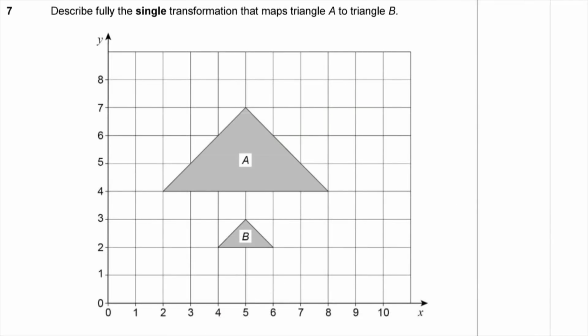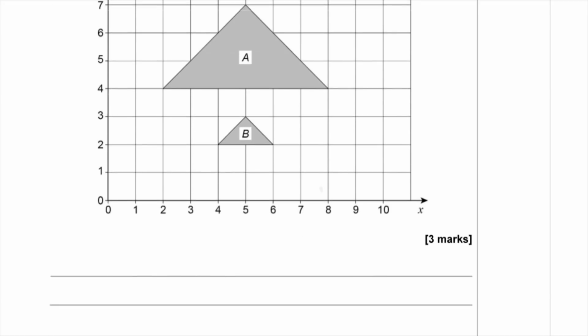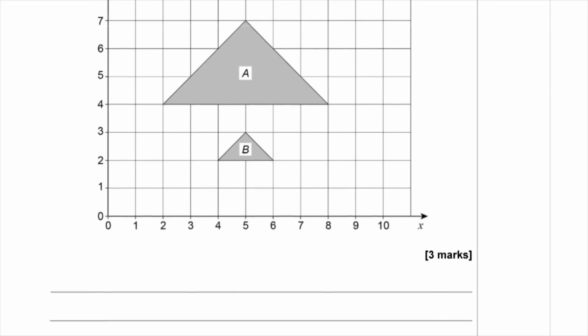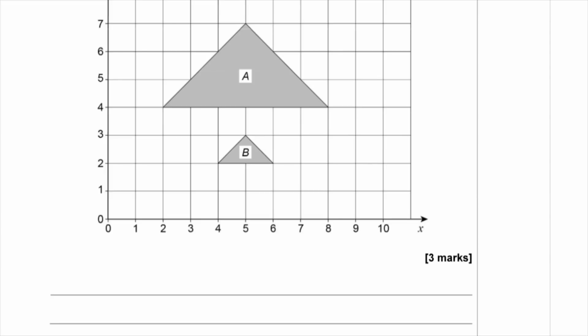Question 7. Describe fully the single transformation that maps triangle A onto triangle B. Now B is an equal version of triangle A, so it's an enlargement with a fractional scale factor because it's got smaller rather than bigger. Now notice this question is worth 3 marks. We need to give 3 pieces of information in order to get all the marks for this question.